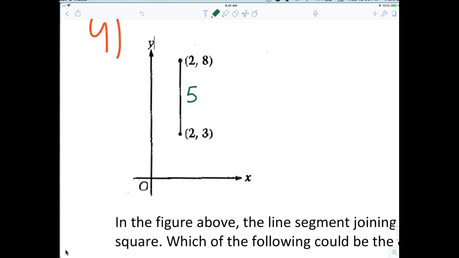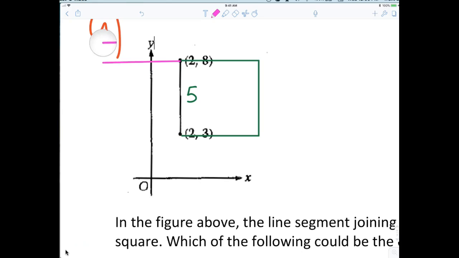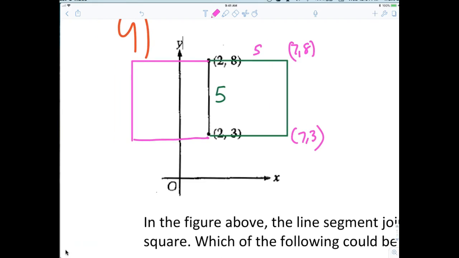If I'm going to make a square, I'm going to have to go how many in this direction? 5 and 5 down. That's one possibility. The other possibility is if I go in this direction 5, and this down 5 and this over 5. Does everybody see that? If I move 5 in this direction, that point would be (7, 8). If I move 5 in this direction, it would be (7, 3). If I move 5 to the left, it would be (-3, 8), and then this would be (-3, 3). Those are the possibilities.